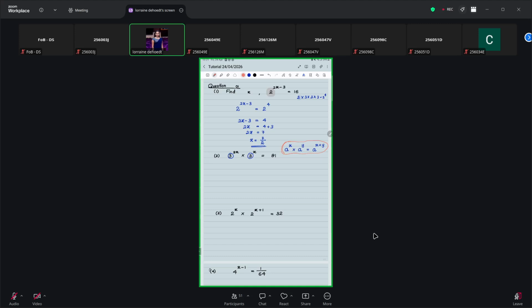Okay, now we can try this one. So if these bases are equal, you can write the addition of indices. That means 3x plus x, not the multiple, okay? And also you need to write 81 as base 3. How can we rewrite 81 using base 3?